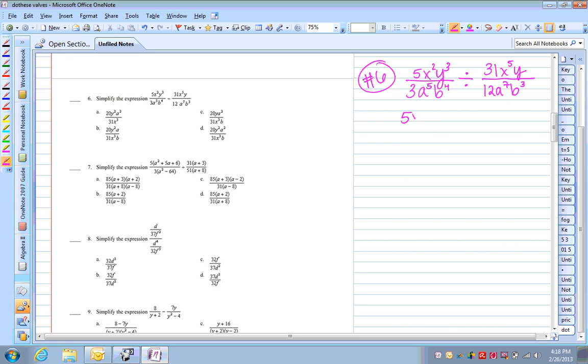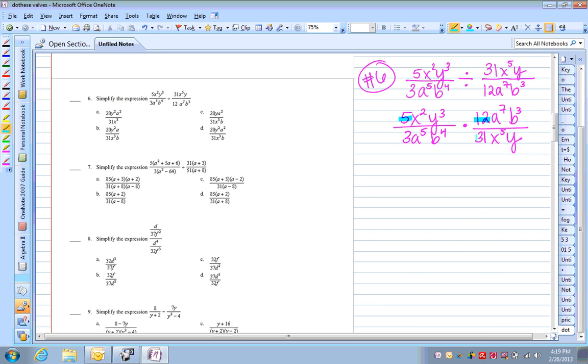So I write this as 5x squared y to the third over 3a to the fifth b to the fourth times, I flip the second, 2a to the seventh b to the third over 31 x to the fifth y. And now it's similar to problems 4 and 5 where we're just going to simplify. And I always look at my numbers first.